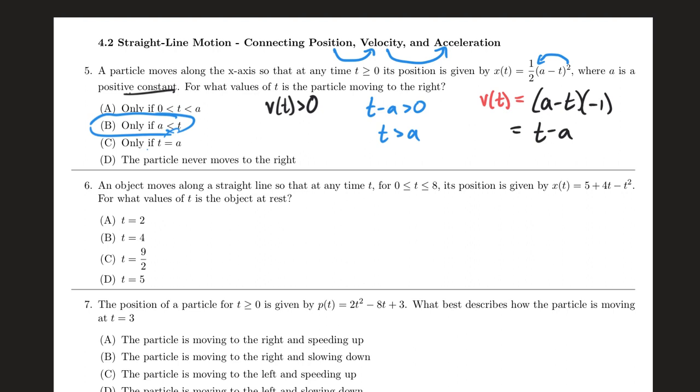All right, so just knowing that if I take the derivative of position, I get velocity, and then it's moving to the right if my velocity is positive.